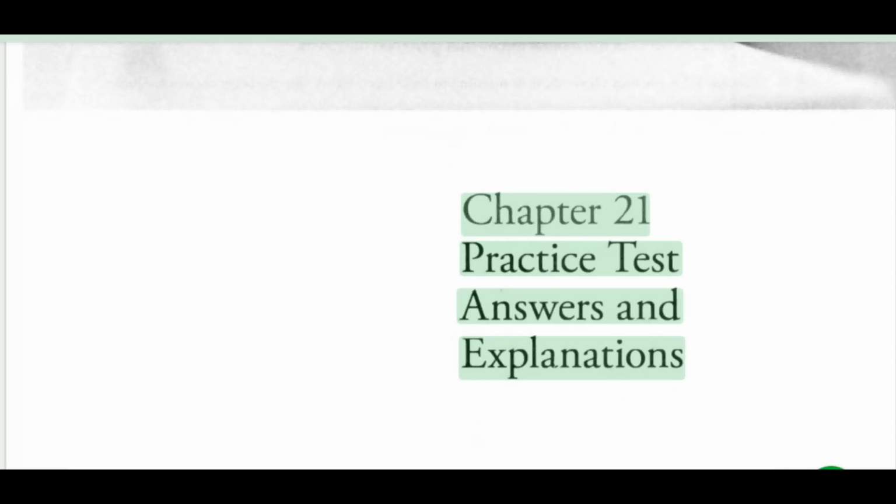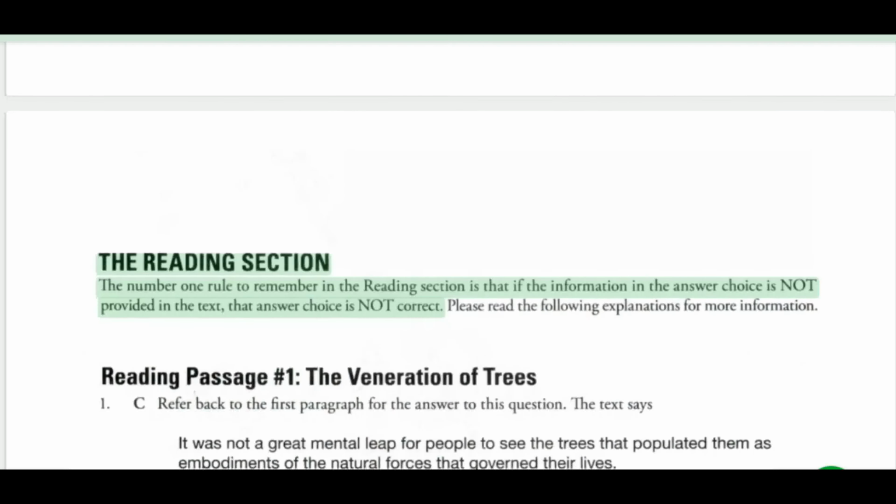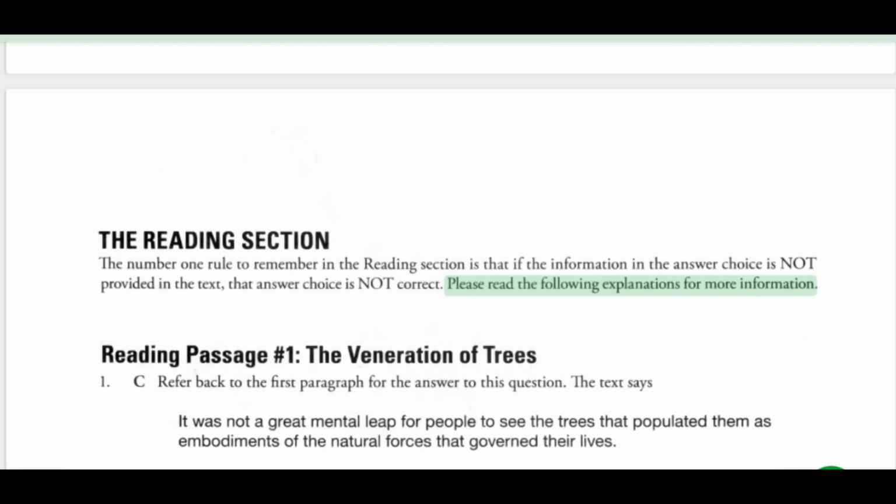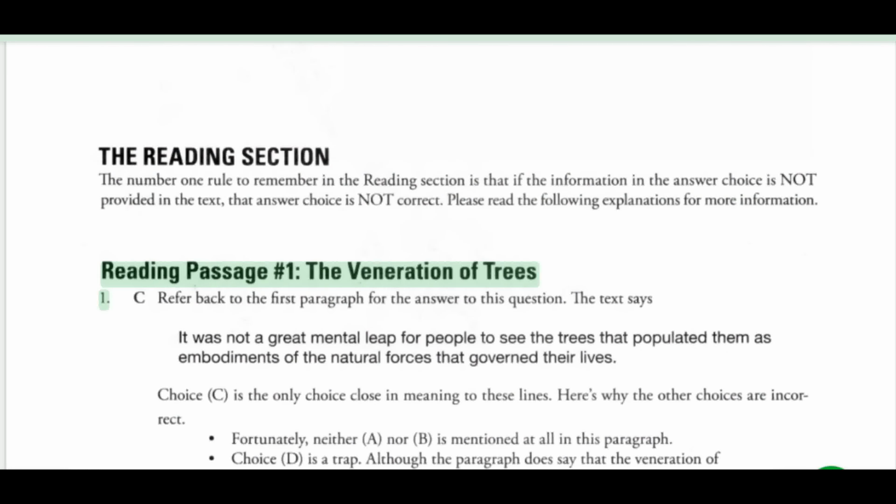The reading section. The number one rule to remember in the reading section is that if the information in the answer choice is not provided in the text, that answer choice is not correct. Please read the following explanations for more information. Reading passage number 1, The Veneration of Trees.